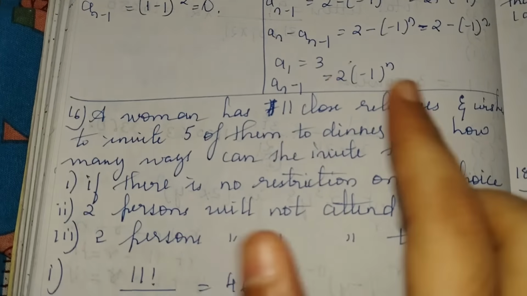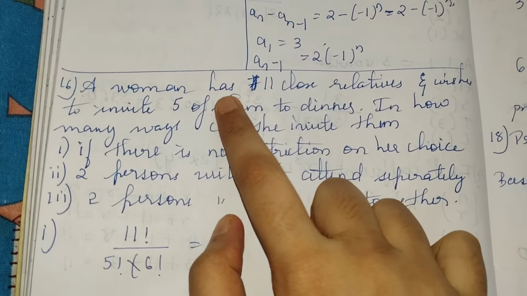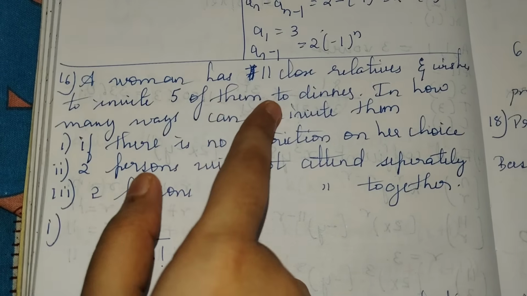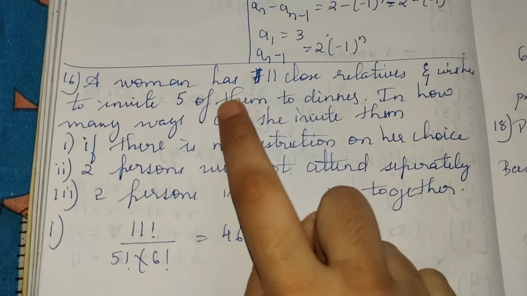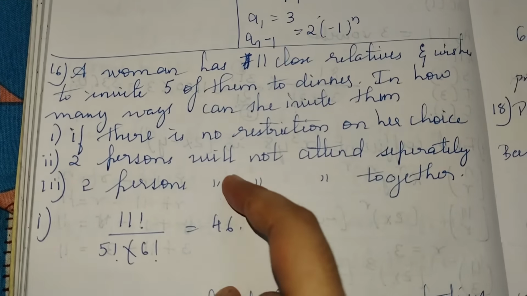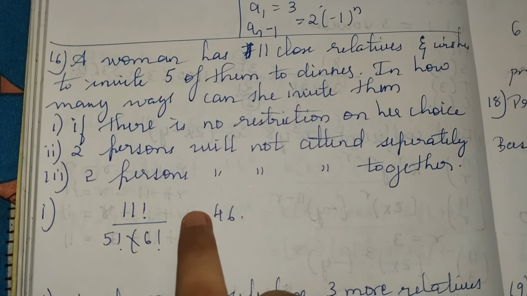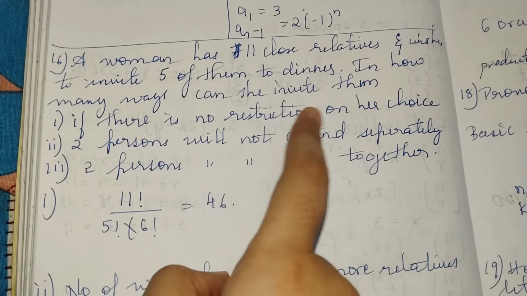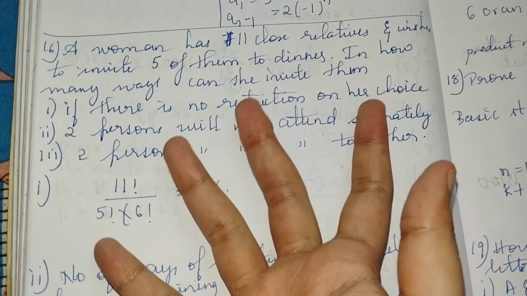Then we have the 16th question, where they say a woman has 11 close relatives and she wishes to invite 5 of them to dinner. So it is 11 choose 5, and the remaining is 6, right? So 11C5 into 6 gives us 462. That is only the first answer, if there is no restriction, the common part to solve.